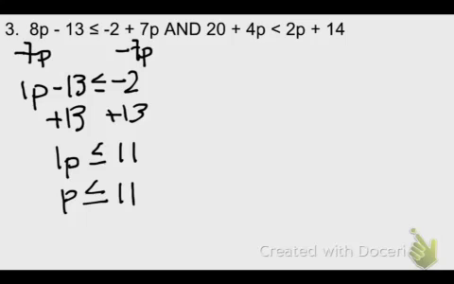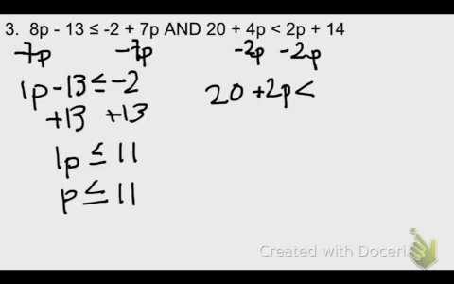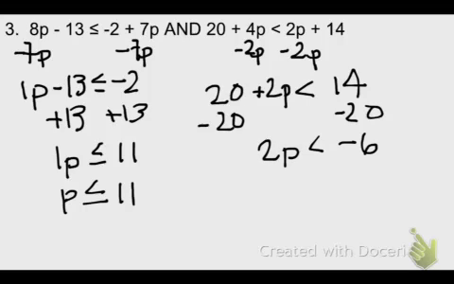Okay, I'll move on to the second inequality. I'm going to subtract 2p on both sides. I'll get 20 plus 2p is less than 14. Subtract 20 on both sides. I'll get 2p is less than negative 6. Divide both sides by 2, and I'll get p is less than negative 3.